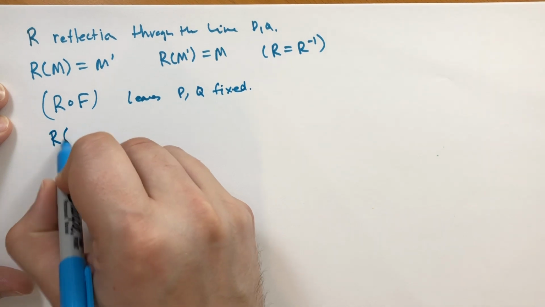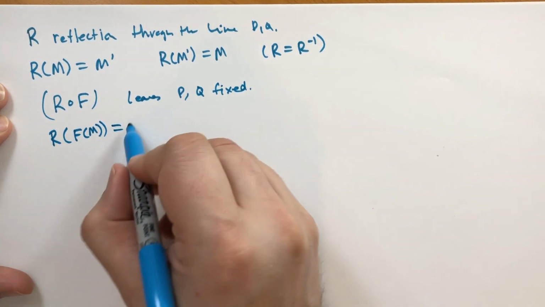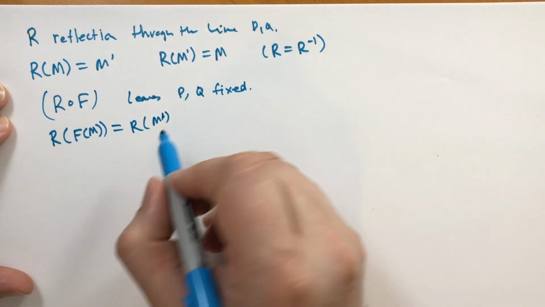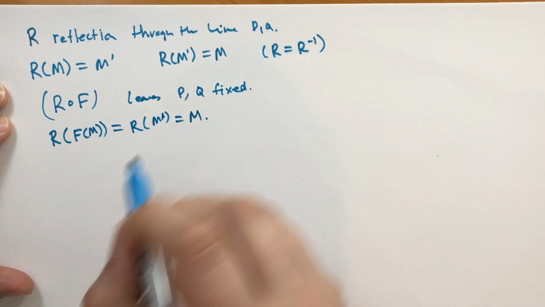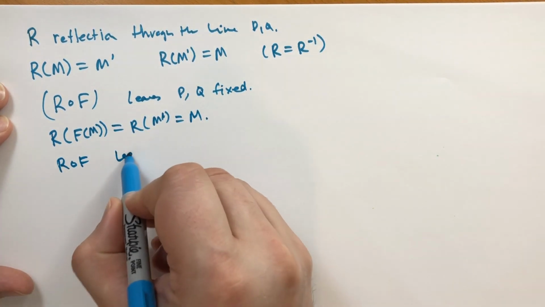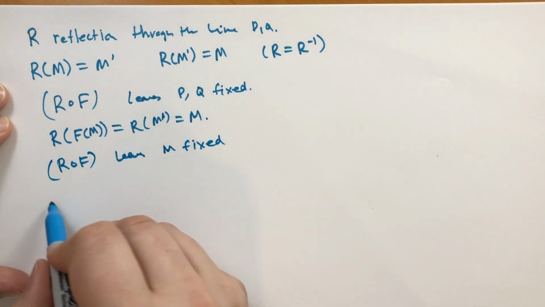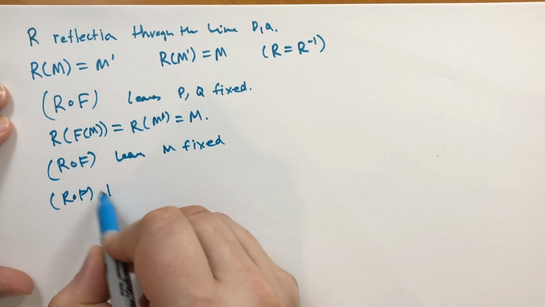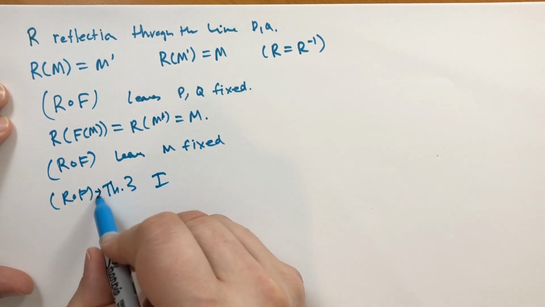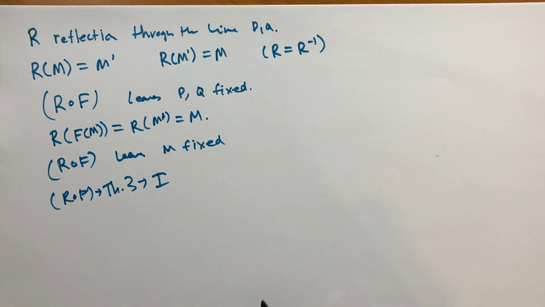Furthermore, we know that R applied to F of M has to equal R of M prime, because we said that F applied to M gives M prime, and that will just give you M back. Hence R applied to F also leaves M fixed. So what is R composed with F? Well, Theorem 3 says it is I. So R composed with F leaves M fixed and PQ fixed, therefore R of F must be I.